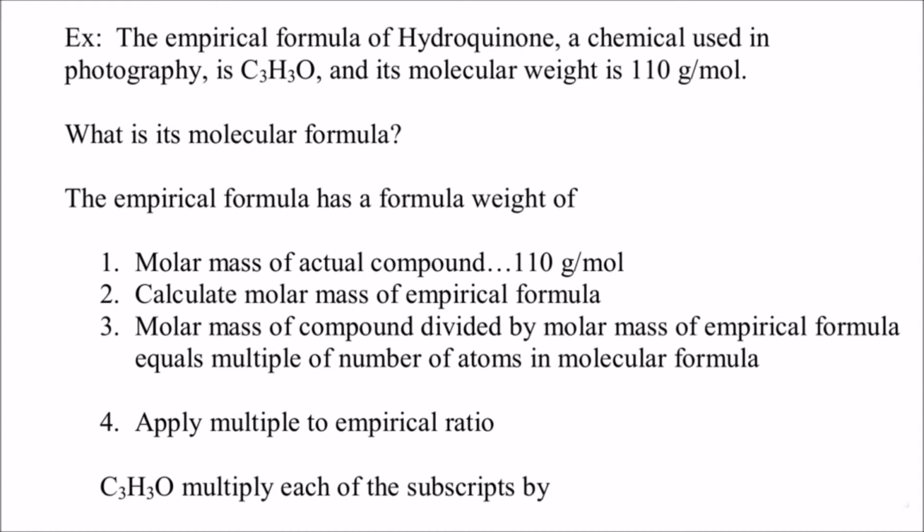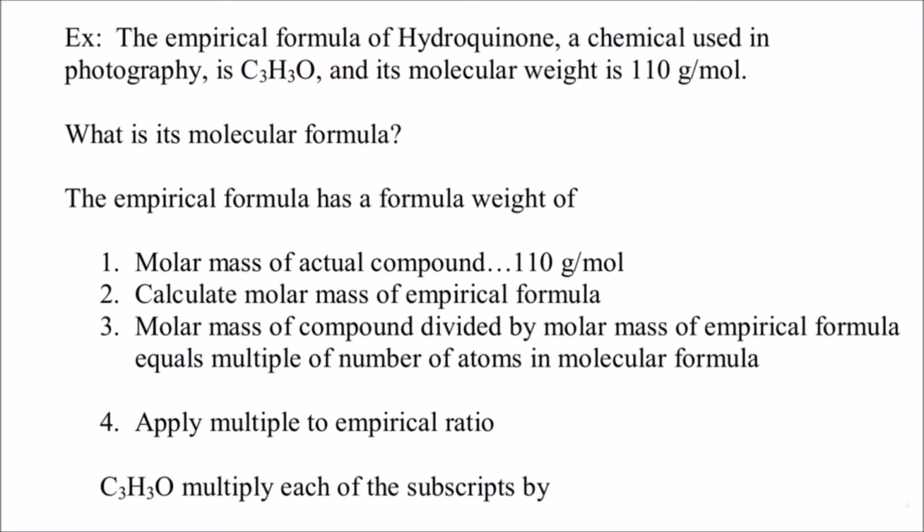Okay, so here's an example question. The empirical formula for hydroquinone, a chemical used in photography, is C3H3O, and its molecular weight is 110 grams per mole. What is its molecular formula? Okay, so they were nice to us in this question, and they told us what the empirical formula was, so we don't have to do that ourselves, thank goodness. And then they told us what the molar mass of the actual compound is. They have to do that, okay? So that's step one, always taken care of for you. Step two, calculate the molar mass of the empirical formula.